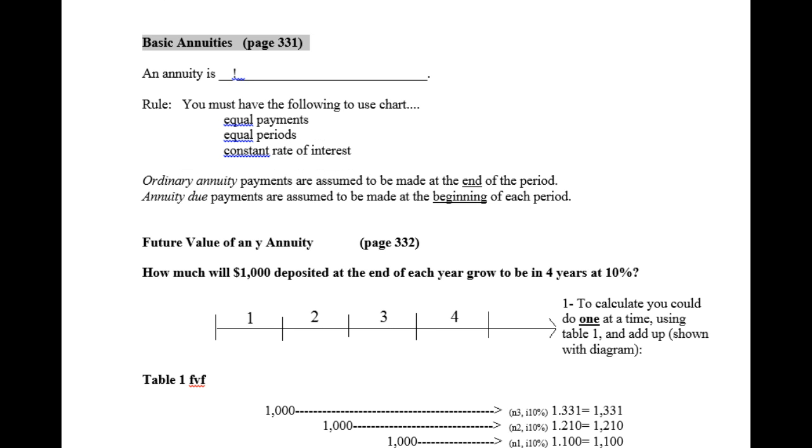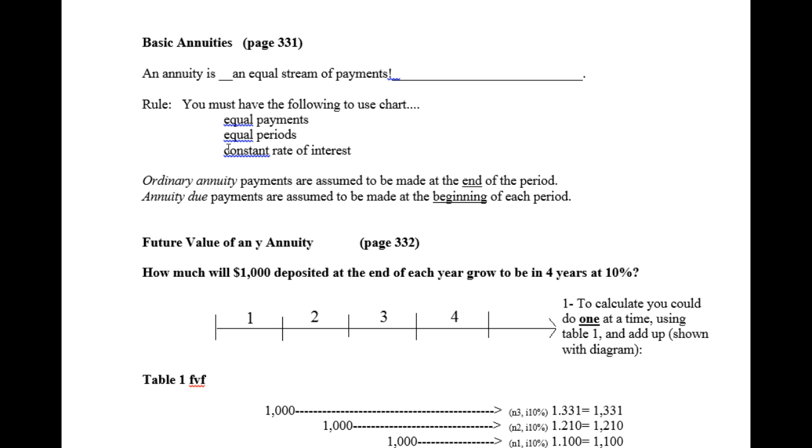I am about on page 331 of your book, and the first thing I would like to have you do is answer the question, what is an annuity? And the answer is an annuity is nothing more than an equal stream of payments. In order to use charts and present value functions without making some alterations, there are some rules you need to pay attention to. If you want to use the tables, you need to have equal payments, equal time periods, and a constant rate of interest.